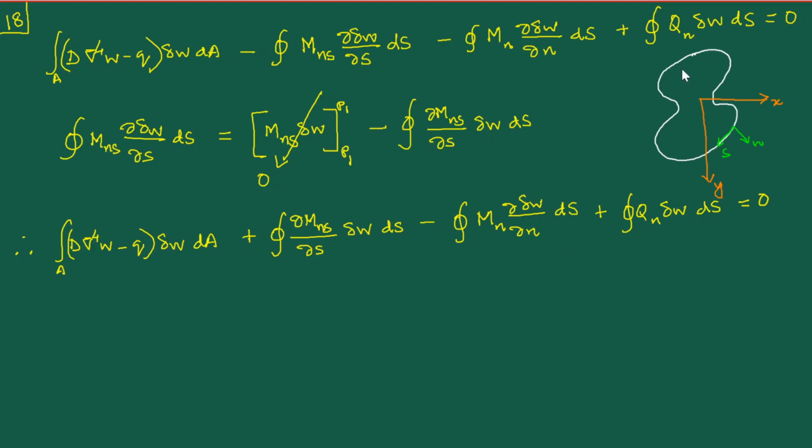Please note that I have not explicitly discussed this connection, this qn is equal to qxnx plus qyny, but just in the same way that we have obtained the connection between the sigma, the mn, the mns, and the mx, my, and mxy, we can obtain a similar kind of transform relation between the qn, qx, and qy, thinking in terms of the stresses. Okay.